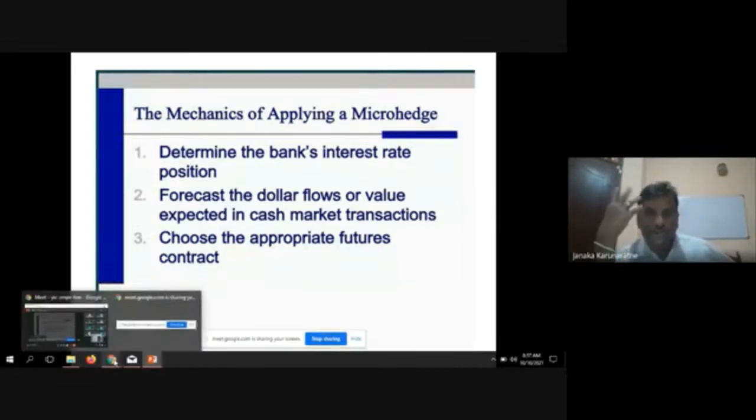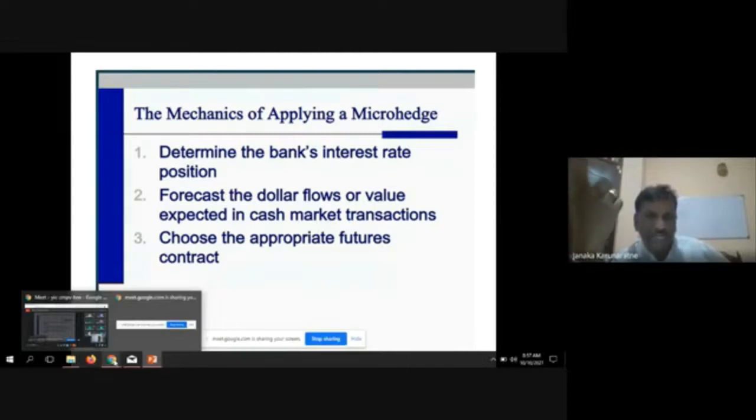So let's look at now, how do we look at futures market instruments to micro hedge? These are very popular micro hedging instruments. Determine the bank's interest rate question. Now, the bank has to determine the interest rate question. Forecast dollar flows or expected value in a cash transaction. So look at the interest rate position. Look, forecast now. This is futuristic, right? Then forecast the flows or expected value in the future in the cash market.